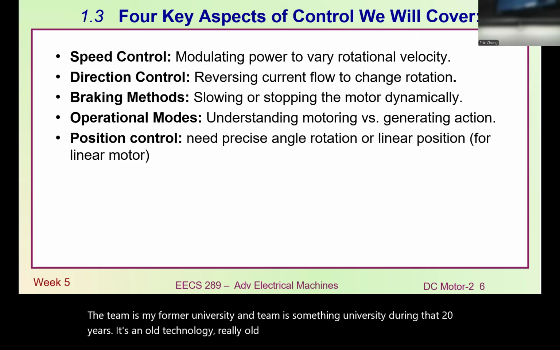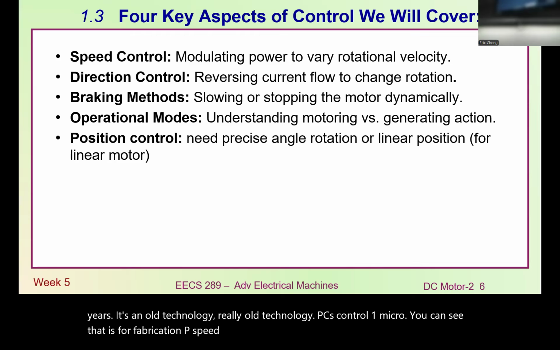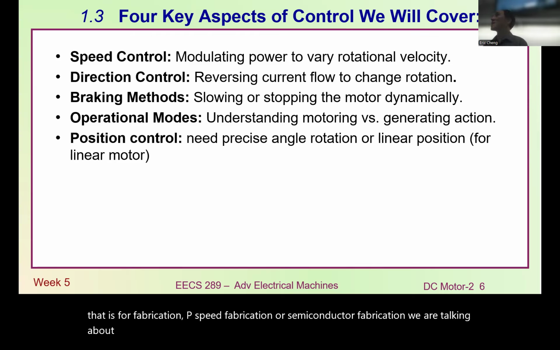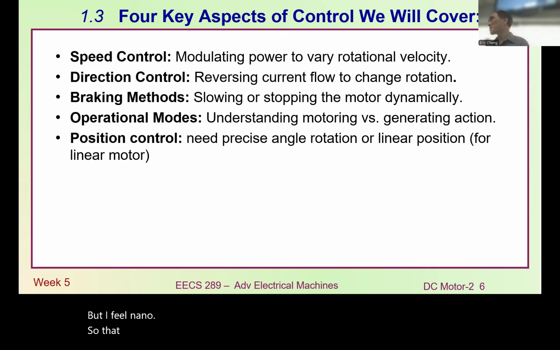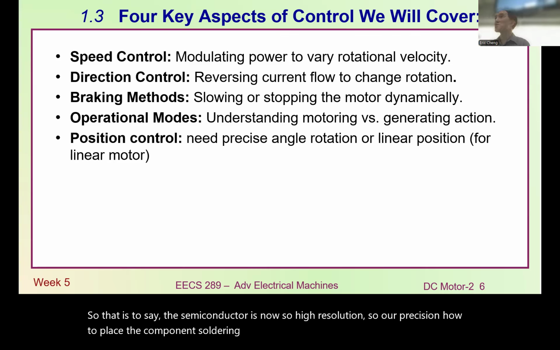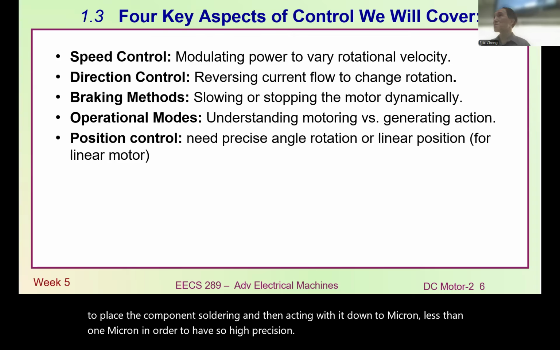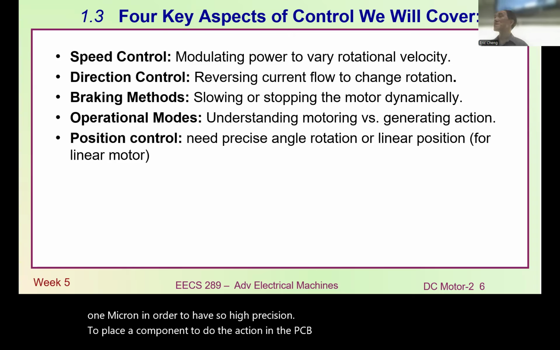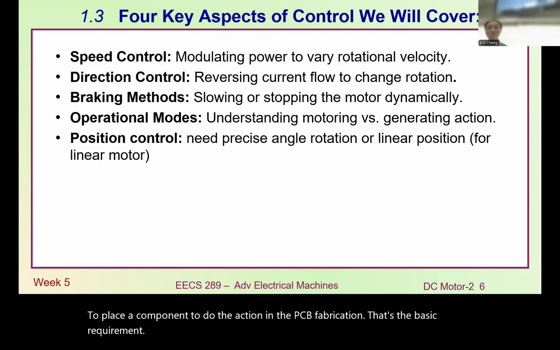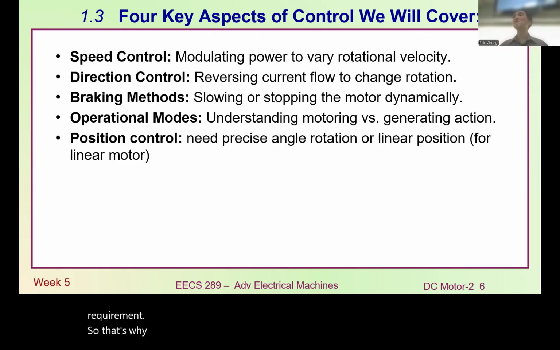Precision control of 1 micron is used for fabrication, PCB fabrication or semiconductor fabrication. We are talking about nanotechnology down to a few nanometers, so semiconductors are now very high resolution. So for how to place the component, soldering, and etching, we need to go down to micron, maybe less than 1 micron, in order to have such high precision to place the component and do the etching in PCB fabrication. That's the basic requirement. So that's why precision control is so straightforward nowadays.